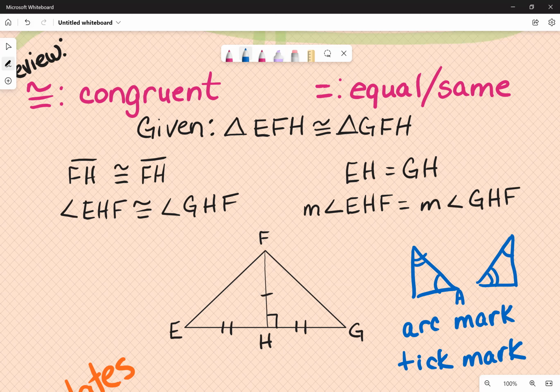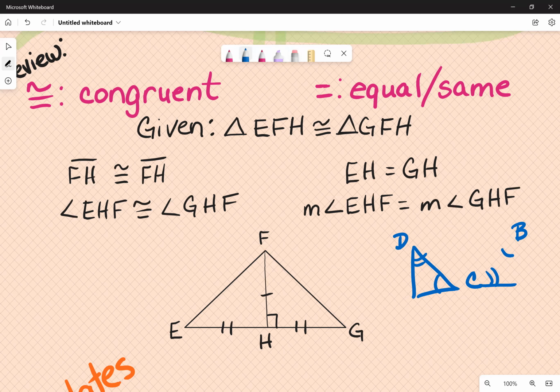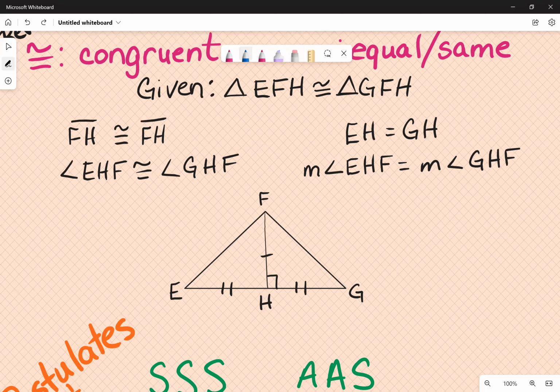So for this one, A goes with B, and then C goes with D. How do I know? Because C and D both have 2 arc marks. A and B only have 1. So pay attention to that. And I already mentioned that about the 90 degrees. That tells you you're dealing with the right triangle. And it also tells you that the other side is also going to be 90 degrees because a straight angle is 180 degrees or linear pair.